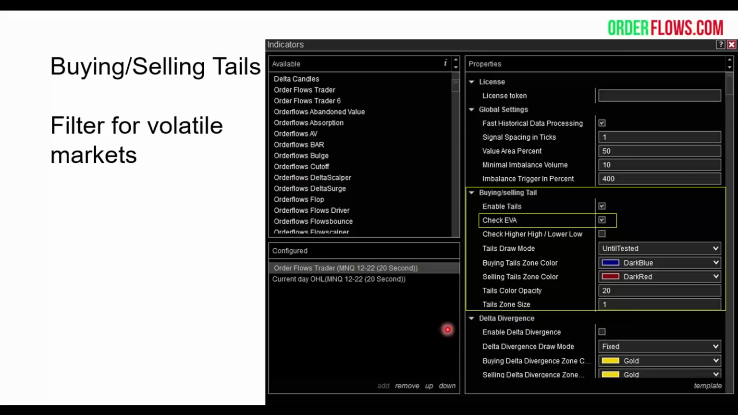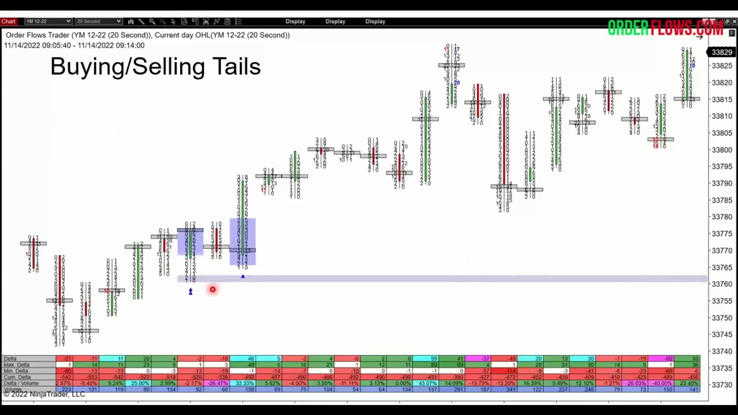Now, for more volatile markets that don't have the same liquidity as, say, the E-minis or crude oil, we have a couple of filters. You could check the value areas, the EVA, which is in a large value area, or check for higher highs or higher lows. So I'm going to show you. I had my program put this in because I like to use this on markets like NQ, MNQ, and YM. It's just an extra filter to show me, because the problem is, when you're looking at volume on volatile markets, you don't get a lot of volume traded at price oftentimes, right?